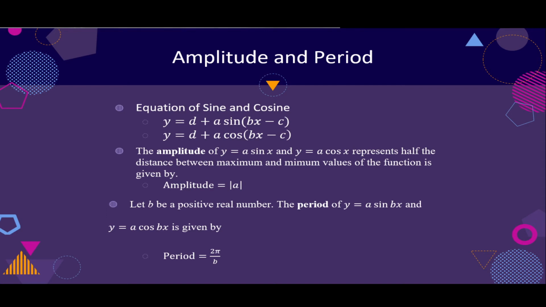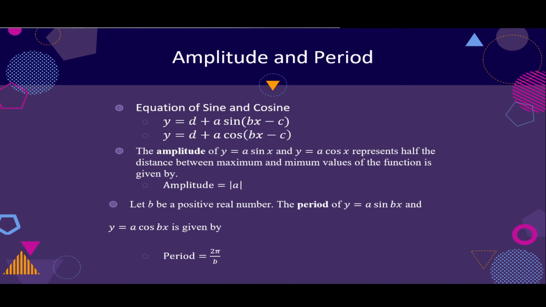Let b be a positive real number. The period of y equals a sine of bx and y equals a cosine of bx is given by period equals 2 pi divided by b. Why is it 2 pi? 2 pi is the length of one cycle of sine of x and cosine of x.